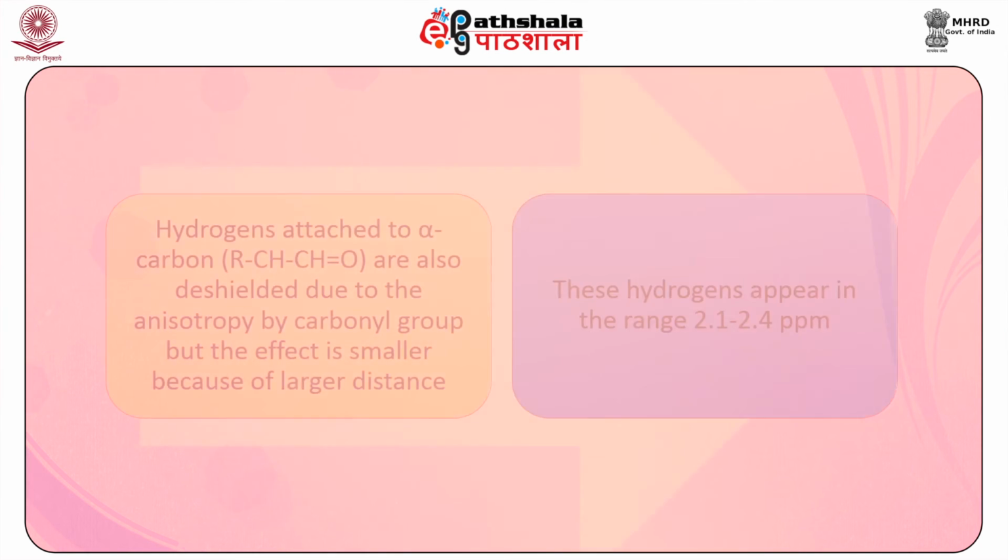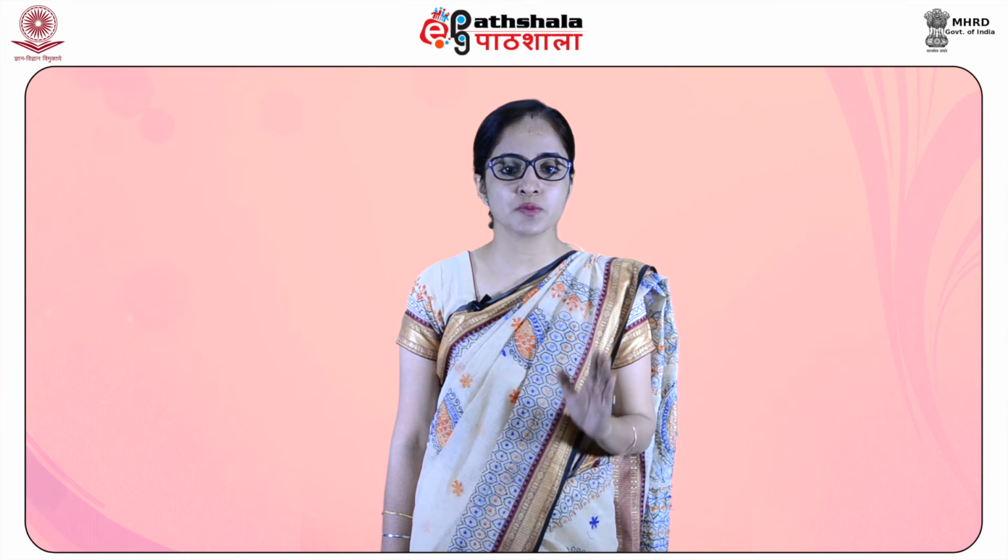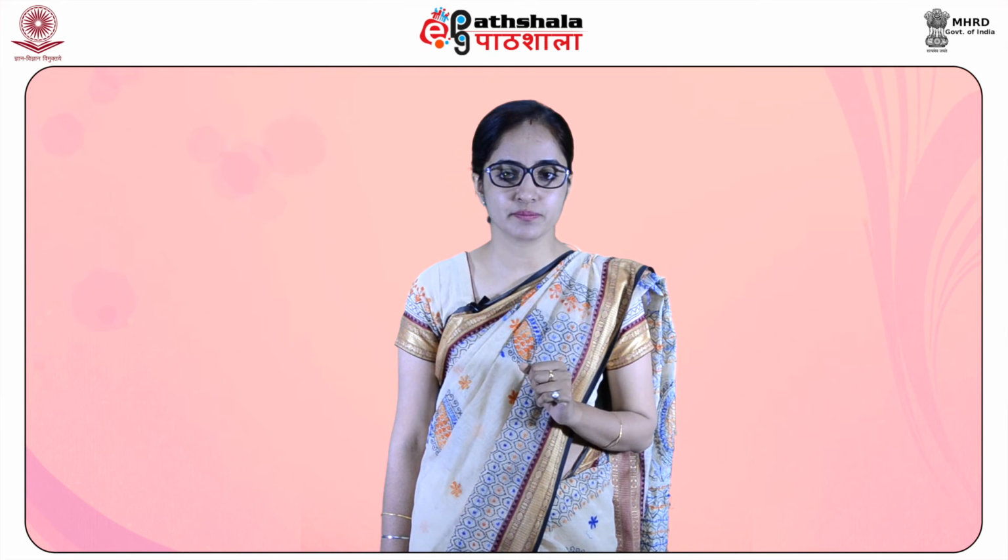The peak in this region is highly particular for aldehydic protons because no other type of hydrogen appears in this region. Hydrogens attached to the alpha carbon, that is at R-CH2-CHO, are also de-shielded due to the anisotropy by the carbonyl group, but the effect is smaller because of the larger distance from the carbonyl group. These hydrogens appear in the range of 2.1 to 2.4 ppm. The aldehyde hydrogen, that is the CHO, couples weakly, with a J value of 3 Hz, with the hydrogens present on the alpha carbon atom.